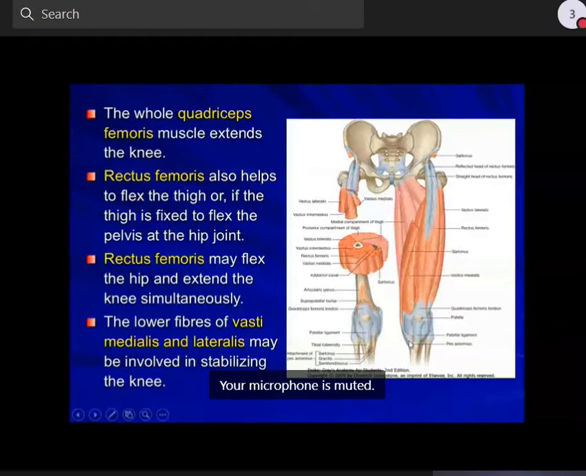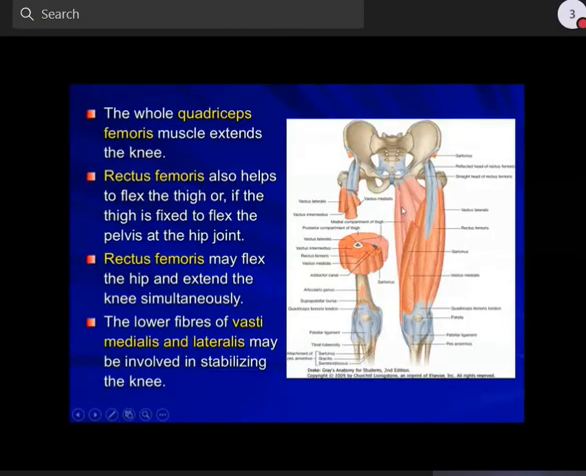The pes anserinus superficialis is composed of three tendons. In the thigh, we have three different groups: anterior extensors, medial adductors, and posterior flexors, each giving one representative to the pes anserinus superficialis. So, the representative of extensors is the sartorius.